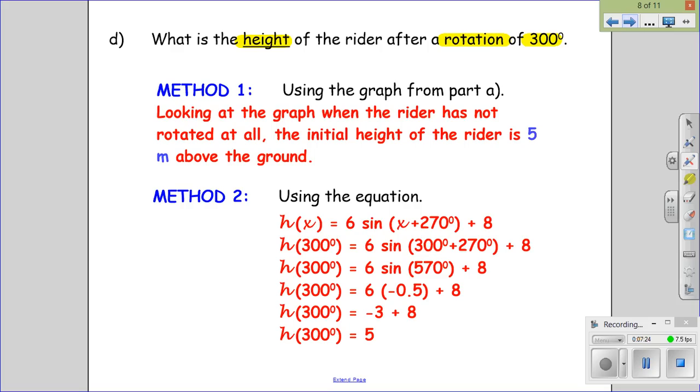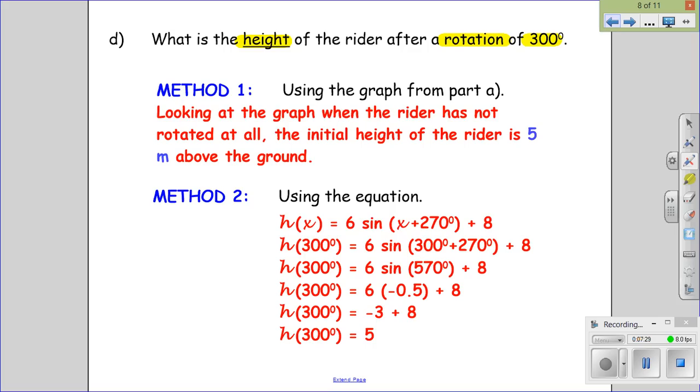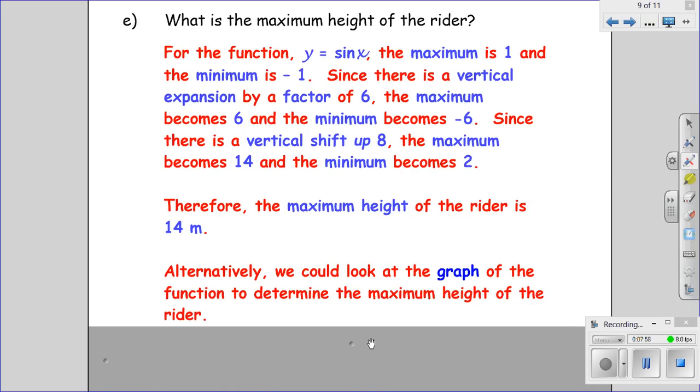And again, it's written neatly here. What's the maximum height of the rider? Go back to your equation. My minimum, and I didn't have to graph it. Let's look at the equation. My max is normally 1 for the sine function. I apologize. But once I stretch it by a factor of 6, that 1 becomes a 6. And now everything goes up 8. So my maximum is actually 14 meters. And the minimum, negative 1 times 6 is negative 6. And I move it up 8 and it becomes 2.